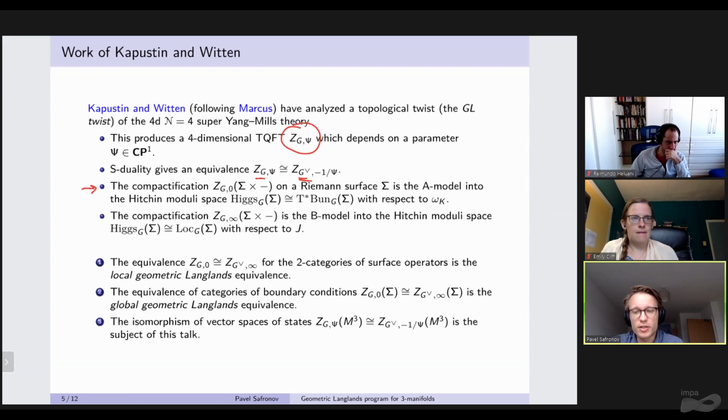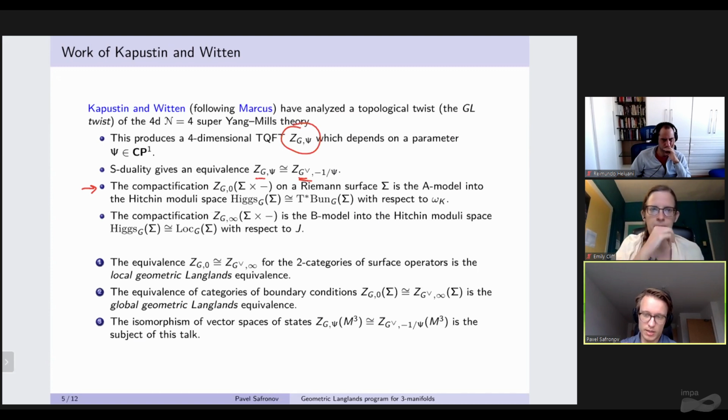And another interesting special point is psi equals infinity. So again, you have some 4-dimensional TQFT corresponding to psi equals infinity. And you can repeat the previous process. You can compactify this theory on sigma and get some 2-dimensional TQFT. And then you can see that this 2-dimensional TQFT is actually the B model also into the Hitchin moduli space.